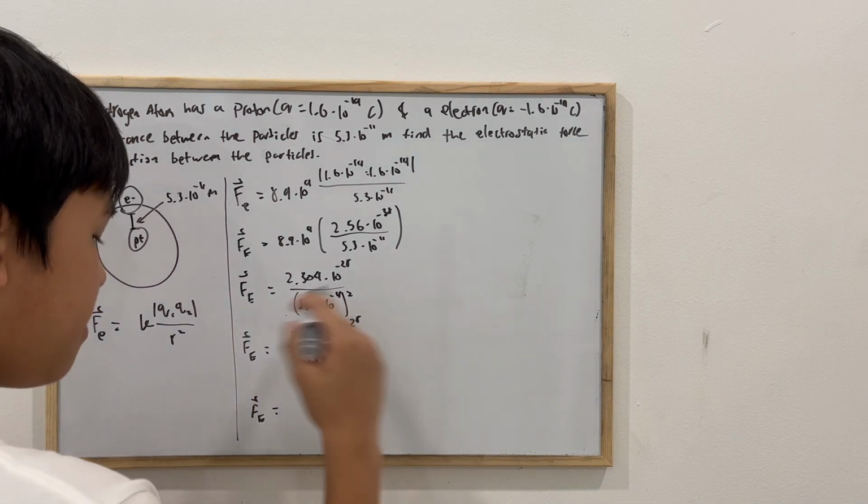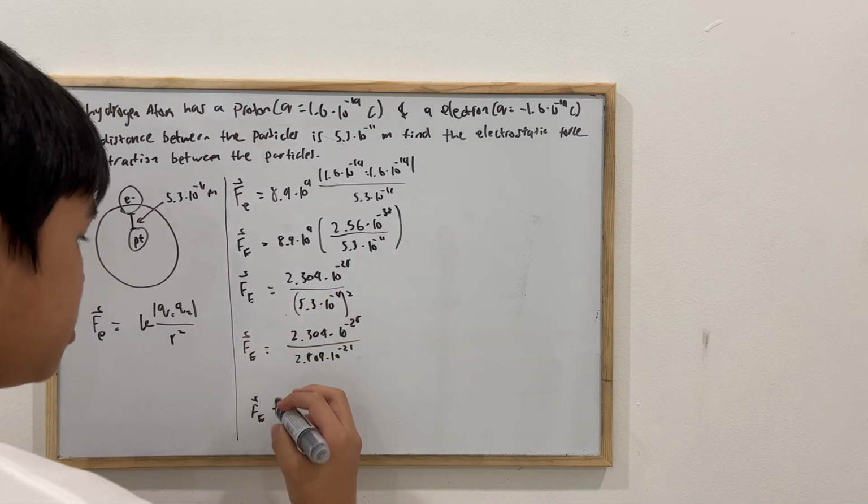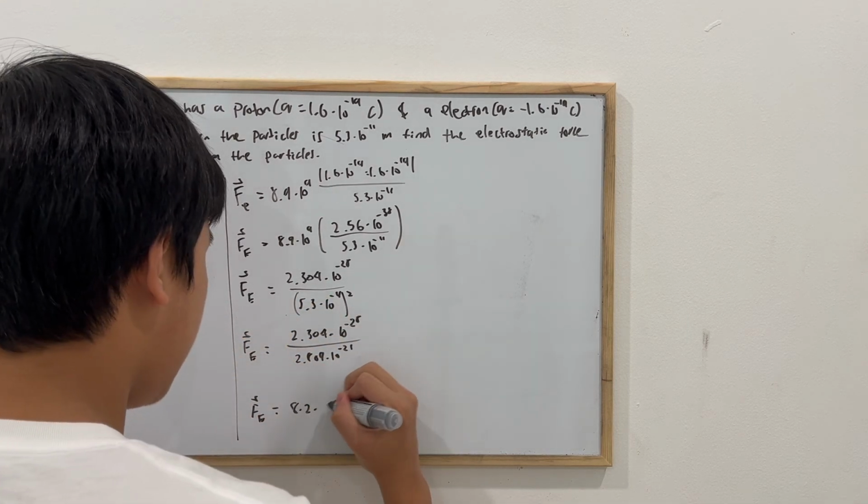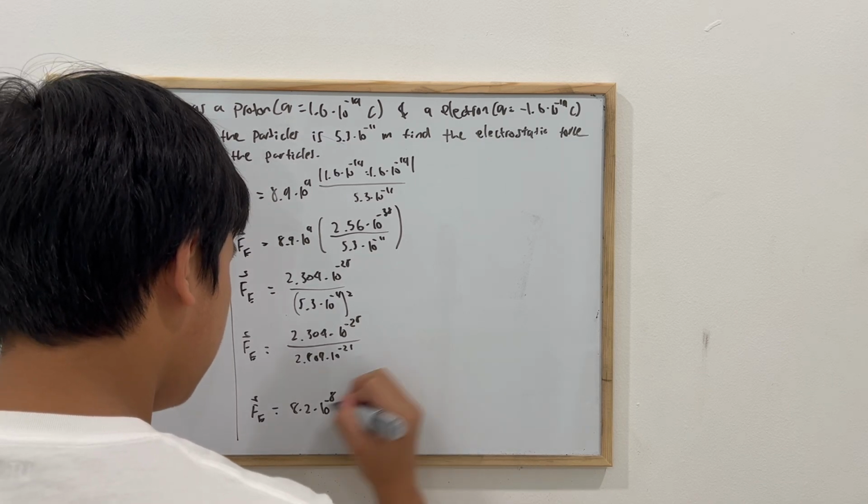So putting this on a calculator, our final electrostatic force of attraction is going to be 8.2 times 10 to the negative 8 newtons. And yeah, that's our answer.